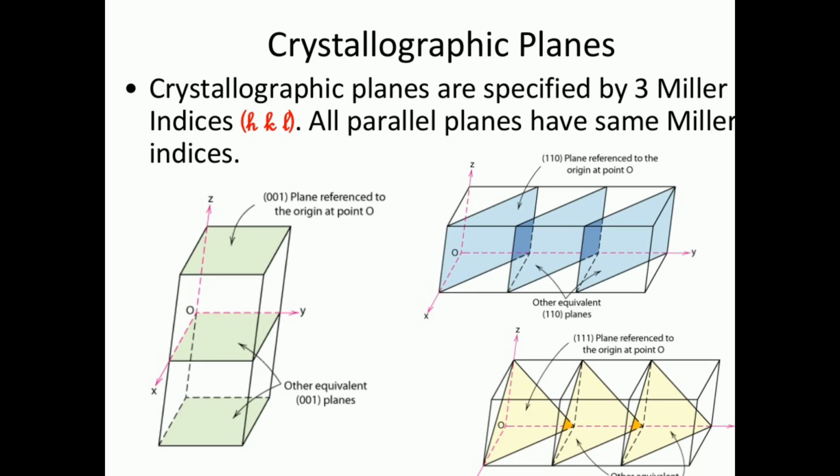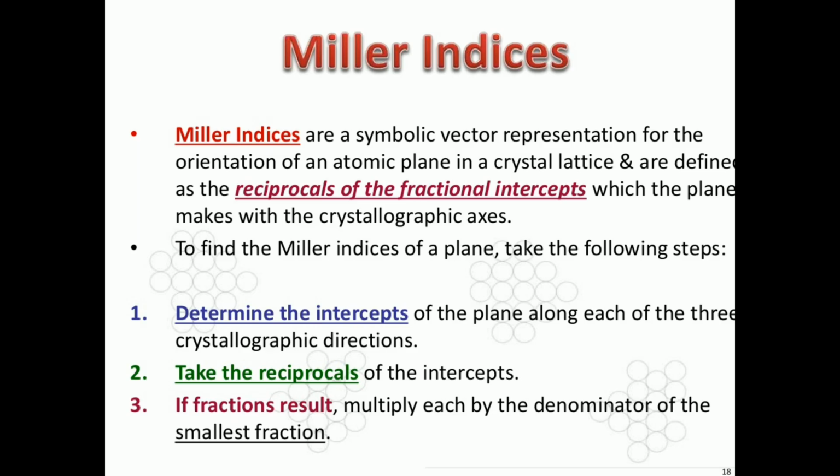So, the crystallographic plane. Miller indices are symbolic vectors representing the orientation of an atomic plane in a crystal lattice, defined as the reciprocal of the fractional intercepts which the plane makes with the crystallographic axes. To find the Miller indices, determine where the plane intercepts each of the three crystallographic directions: 100, 010, 001, and another is 111. Then take the reciprocal of the intercepts.